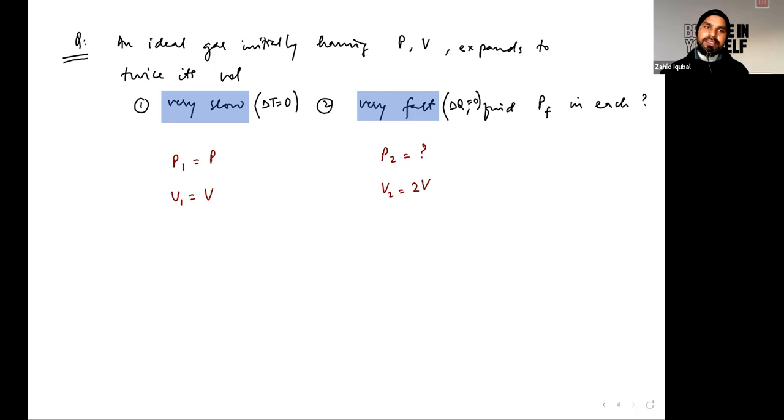Now we have two different processes in this part. One is very slow and the other is very fast. So use the equation of state related to each different process and try to find P2. Let's say this gas is monoatomic. Try to solve, everyone.